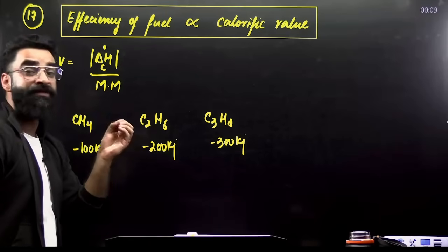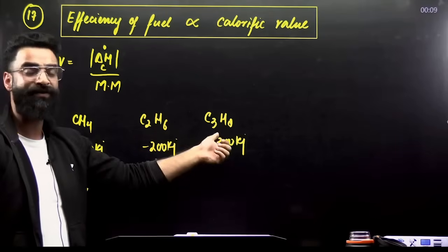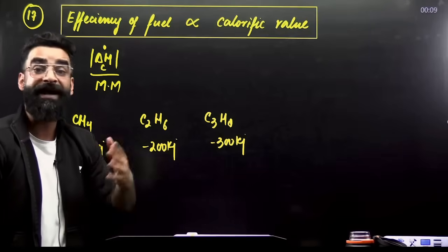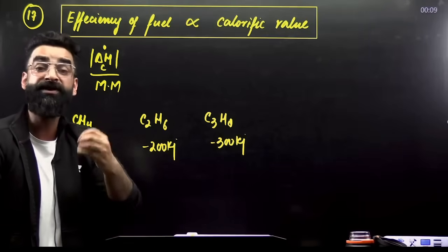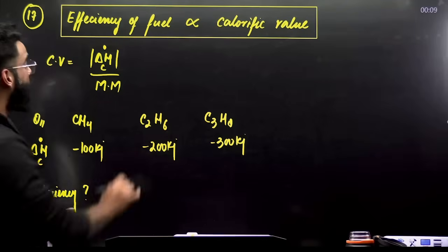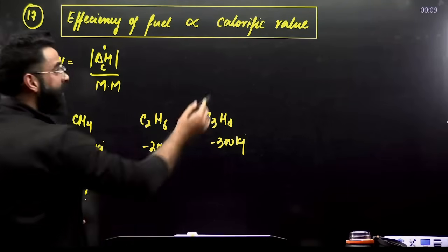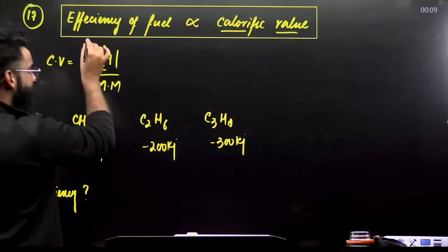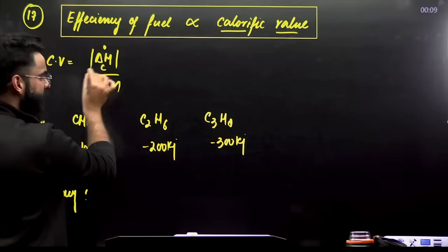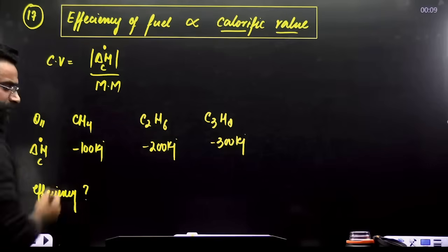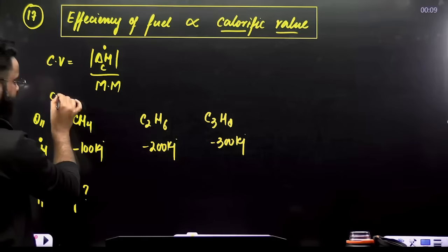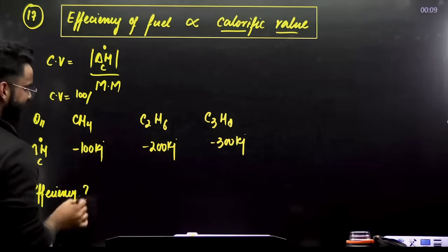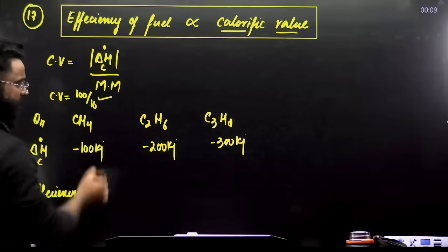Similarly, next point. Sometimes they'll give you certain fuels like CH4, C2H6, C3H8, and they'll give you their enthalpy of combustion values. And they'll ask you which fuel has got better efficiency, which fuel has got good quality. Remember, the quality or efficiency of the fuel is directly proportional to the calorific value of the fuel. And how do we calculate the calorific value? Magnitude of enthalpy of combustion divided by molar mass. For example, for CH4, its calorific value will be equal to enthalpy of combustion, minus 100, take its magnitude only, so 100, divided by molar mass of CH4, which is 16. So this is the calorific value of it.